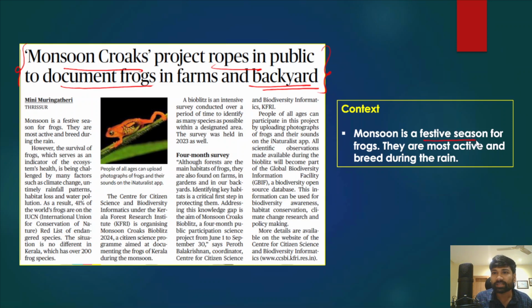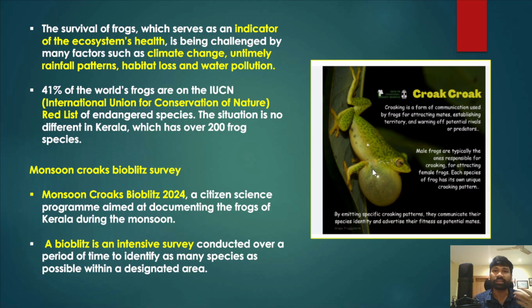So monsoon is a festive season. I've already told you that there are different types of monsoon, and monsoon is considered a festive season because generally the monsoon corresponds with the Kharif season, or results in the start of the Kharif season. The frogs are most active during the early onset of monsoon or during the monsoon, and they also breed during the rain. Because of that, it is very important to know about frogs and the documentation of frogs.